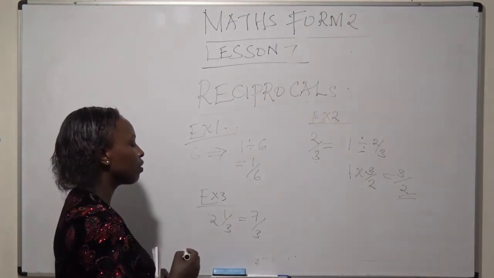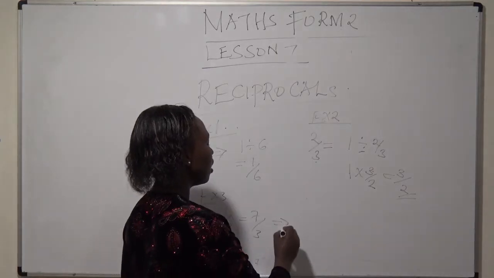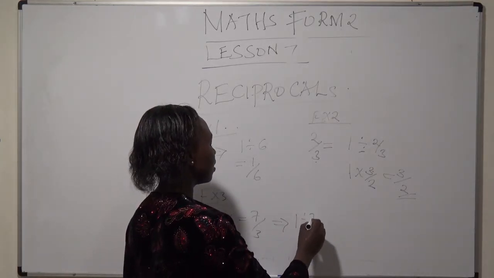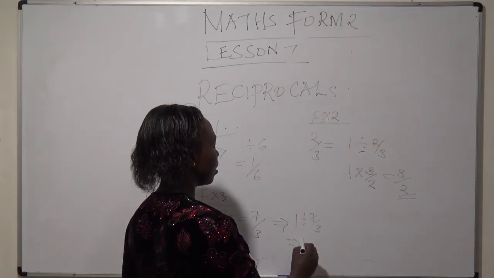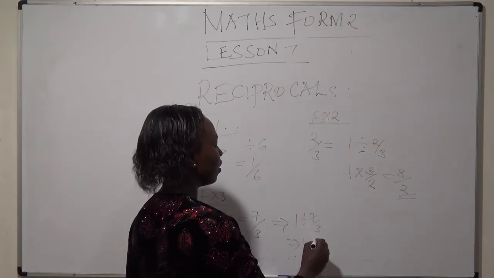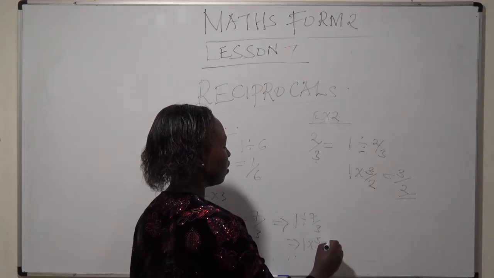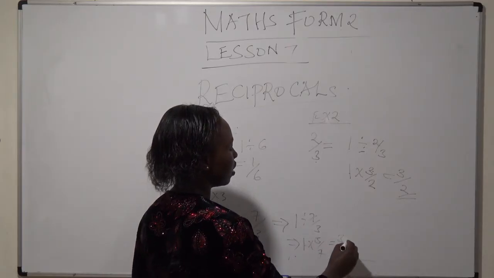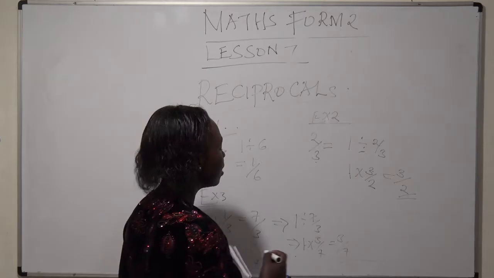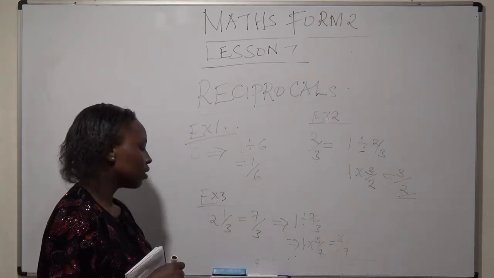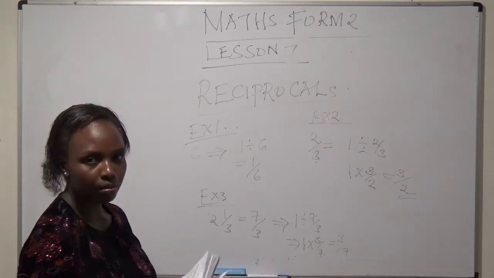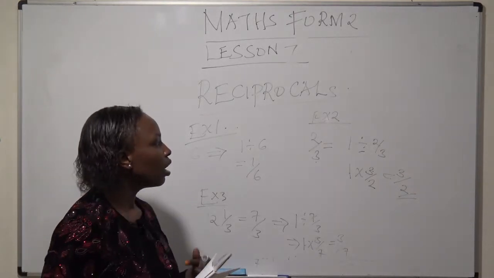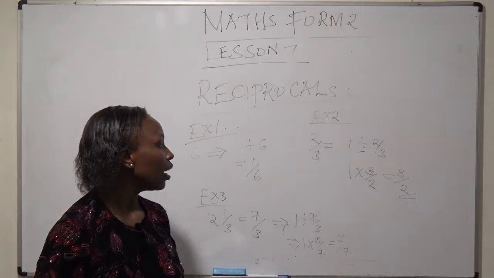So the reciprocal of 7 over 3 is going to be 1 divided by 7 over 3. This implies that you take 1, you multiply by the reciprocal of the divisor, 3 over 7, and you get 1 times 3 is 3, over 7. That is the reciprocal of 2 and a third. So that's what you are supposed to do as far as reciprocals are concerned.